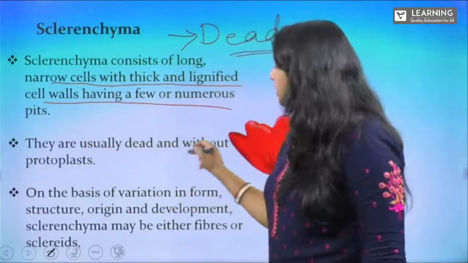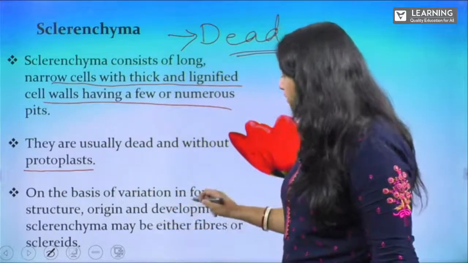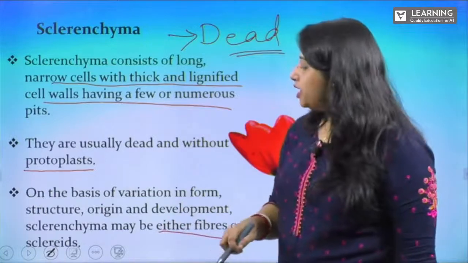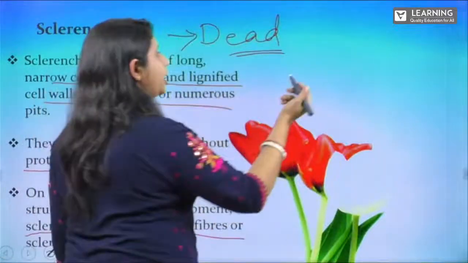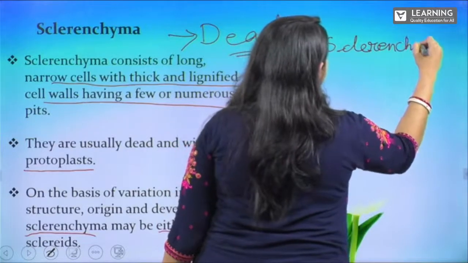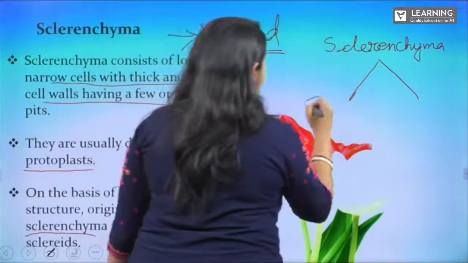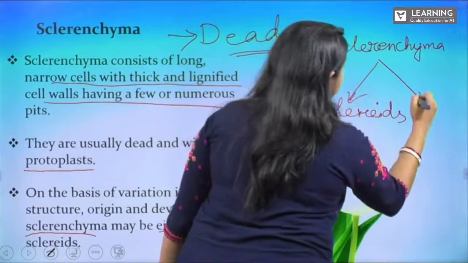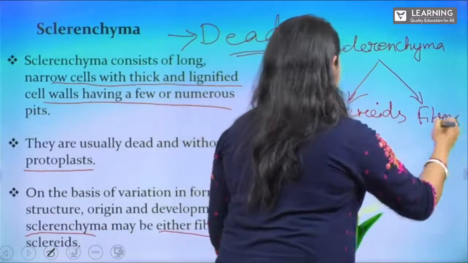They are usually dead and without protoplast. So they do not have protoplast. Next, on the basis of variation in form, origin and development, sclerenchyma may either be fibers or sclereids. So there are two types of sclerenchyma: sclereids and fibers. These are the two types.